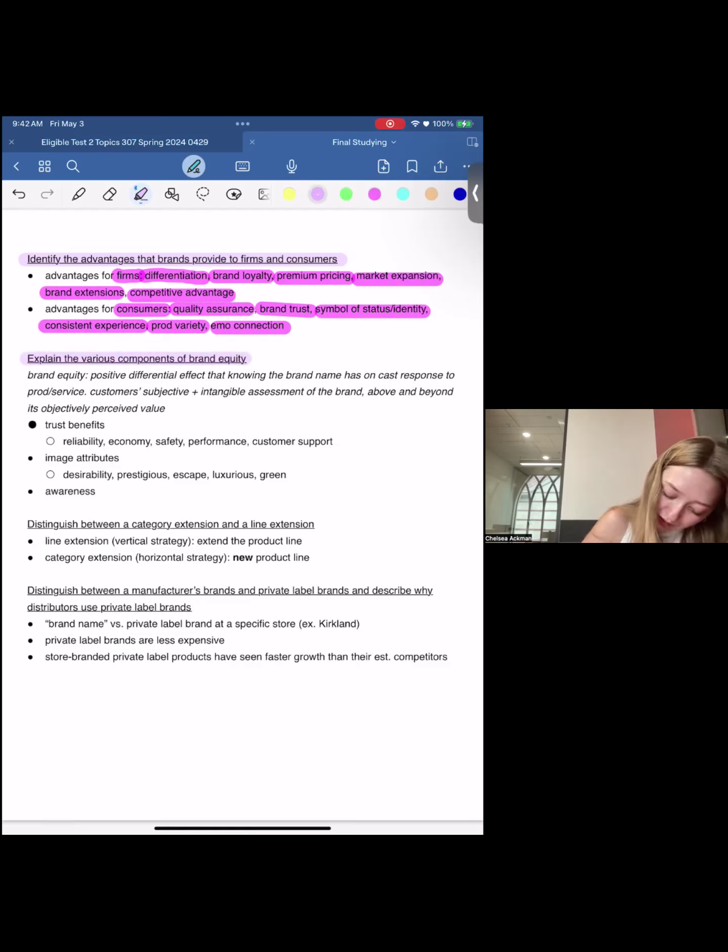Explain the various components of brand equity. So brand equity is a positive differential effect that knowing the brand name has on customer response to the product or service, customers' subjective and intangible assessment of the brand above and beyond its objectively perceived value. So the first of these is trust benefits, which includes reliability, economy, safety, performance, and customer support, as well as image attributes. If the brand is desirable, prestigious, a sort of escape, luxurious, green. And then there's also just awareness, being aware of a brand.